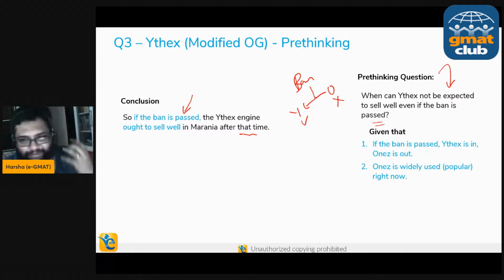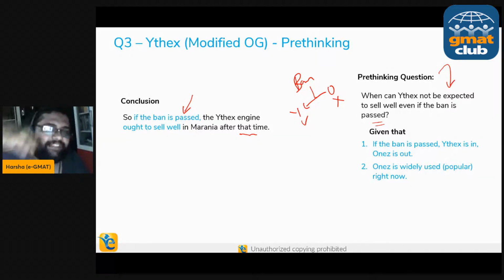Now you have to understand what the author is trying to say. What is the author's logic here? The author expects Vitex to sell well because if this ban is passed, Vitex will be in, Once, which is one of the popular widely used choices, will not be allowed anymore. Or in other words, Once's exit is creating space for Vitex to fill, and therefore the author expects Vitex to fill this gap.